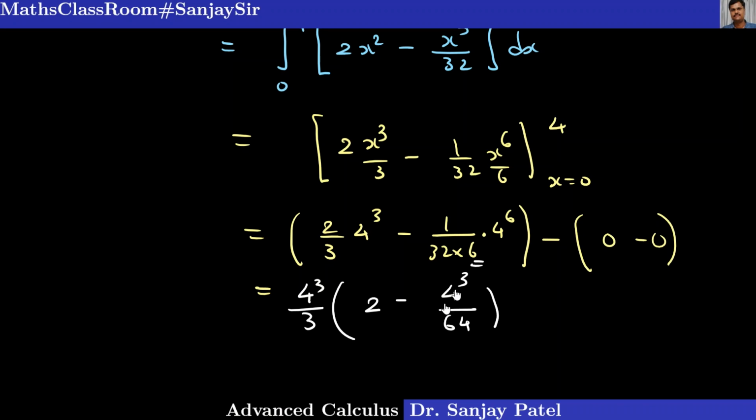So this is 4 cube upon 64, which is 64. So this is nothing but 4 to 3 upon 3 into 2 minus 1. So it is again 64 by 3. This is my final answer. Okay. So this way we can find the value of a double integral over a closed region.